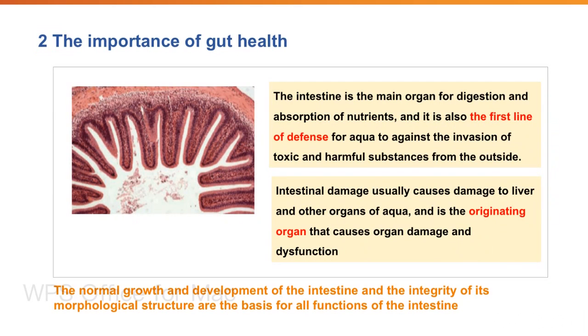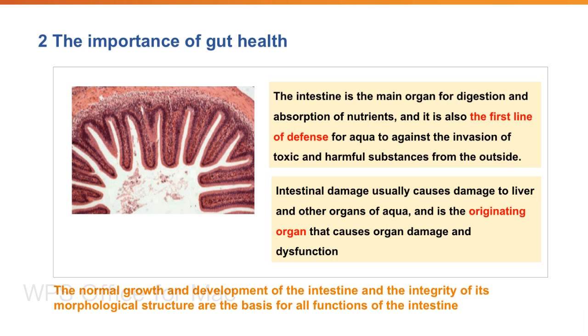We know that the intestine is the main organ for digestion and absorption of nutrients, and it is also the first line of defense for aqua against the invasion of toxic and harmful substances from the outside. And intestinal injury usually causes damage to the liver and other organs of aqua; it is the initial organ that causes damage and dysfunction of other organs.